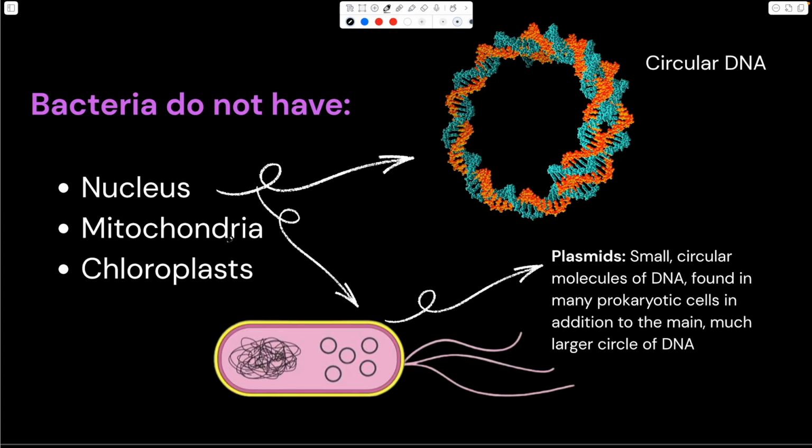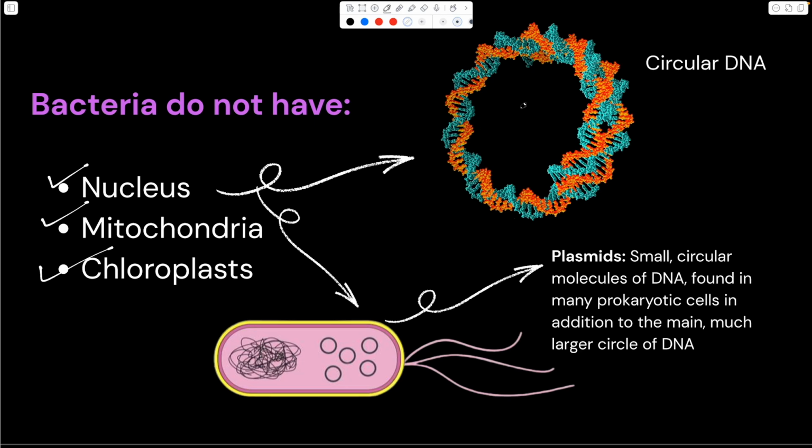The bacterial cell itself is very small, and mitochondria itself was an ancient bacterium. Now they're living in a symbiotic relationship inside our cells. They do not have chloroplasts also. They do not have a nucleus, mitochondria or chloroplasts. However, they have circular DNA.